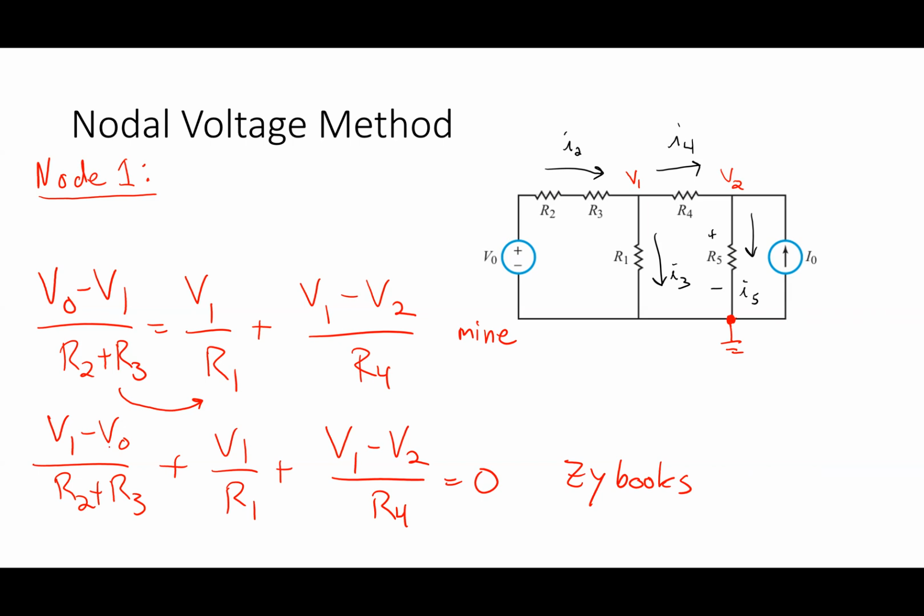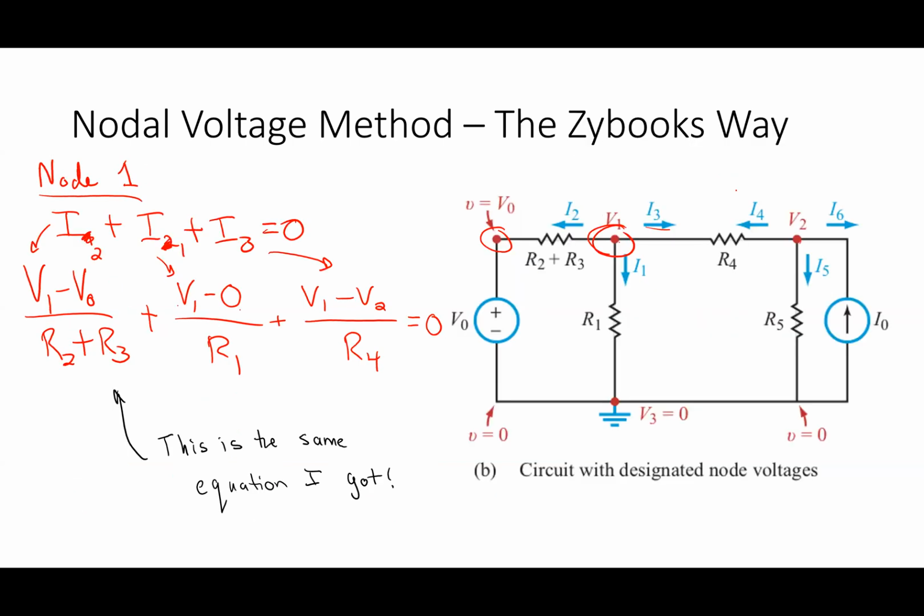One of the reasons I don't like this is when I do something like at node 2, the Zybooks approach would be I4 plus I5 plus I6 equals 0. What would I6 be in this approach? Negative IO. I don't like that because I know it's going into the node. I'd rather just use that, right? For me, it's a little more intuitive, but whatever you're comfortable with, it's the same equation, right? And that's the important thing, is it works out to be the same equation.